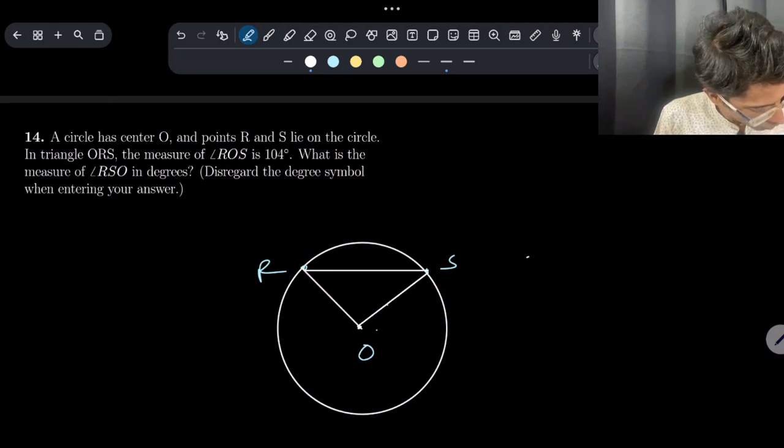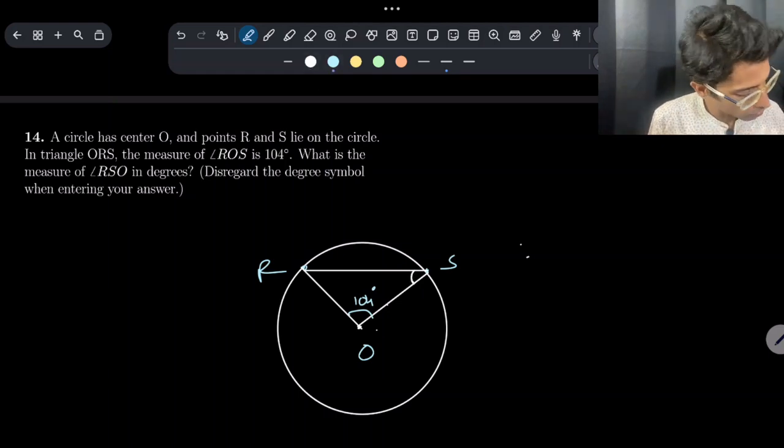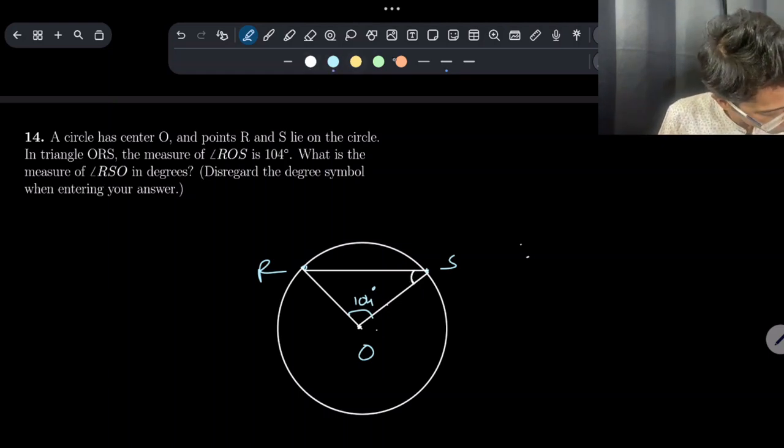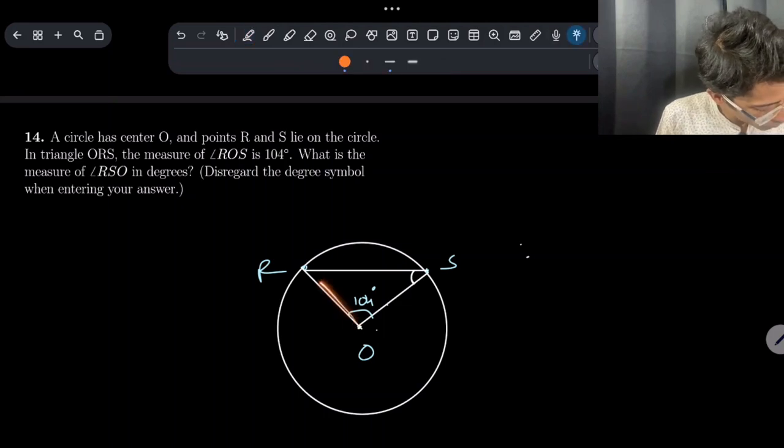In the triangle ORS, angle ROS is 104. What is the measure of RSO? He is asking me to find out the measure of this. Oh, come on. This is an isosceles triangle. Why? Because if this is radius R, this is also radius R.